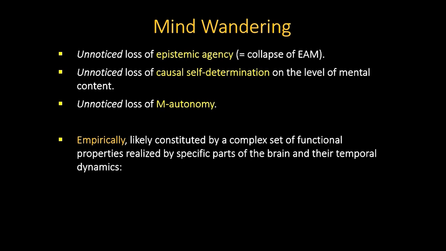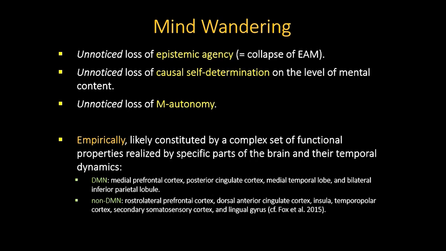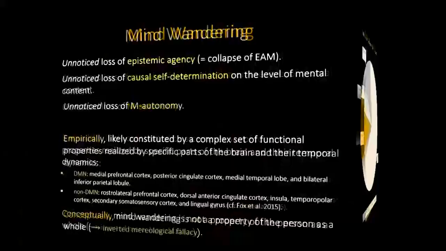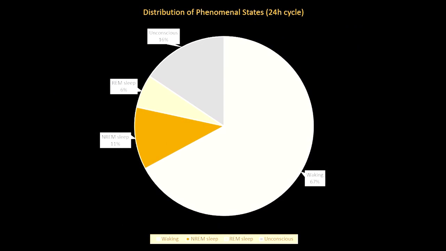And empirically, there's a lot of science. I won't bore you with this, but just cut this short. We know what in the brain is responsible for it. There is something called the default mode network that is always chattering away, and there are some additional parts of the brain. But the important thing, I think, philosophically, is that mind wandering is not a property of the person as a whole. It is rather something like your heartbeat or your digestive movements. Mind wandering is not what you do, the person as a whole. It's a subpersonal event.